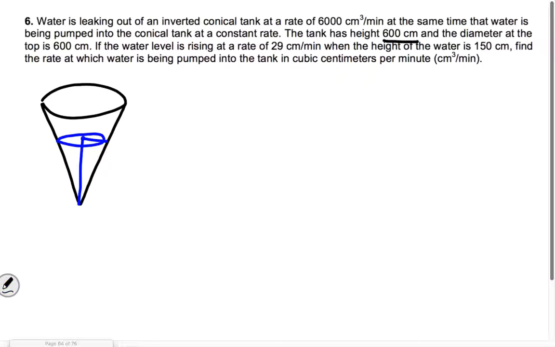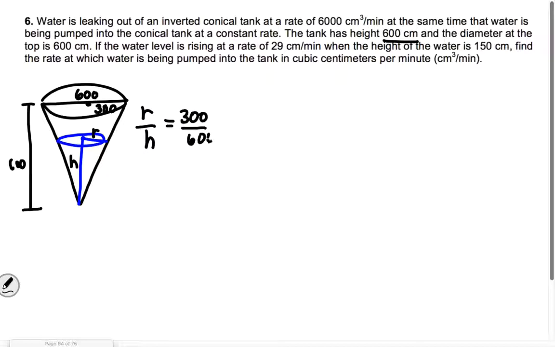So the height is 600, and the diameter is conveniently 600 as well. Which means when we talk about the radius versus the height of the water, we get the radius over the height of the water is equal to 300 over 600. In other words, 2r is always equal to h, right? Does it make sense? The diameter is always equal to the height of the water. You with me? Kind of the same situation as that coarseness of the grain problem we just did.